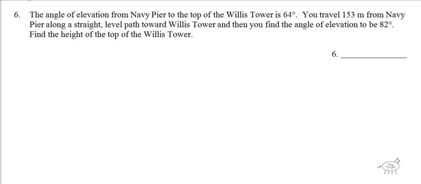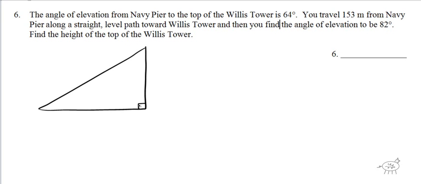All right, so it says the angle of elevation from Navy Pier to the top of Willis Tower is 64 degrees. Well, when you're drawing Willis Tower, you just need to draw a line here, okay? Don't do anything fancy. Just draw a nice vertical line. And by the way, it forms a right angle here. And this is 64 degrees. Okay, that's the angle of elevation, always from the horizontal line. You walk, or you travel 153 meters. So this distance right here is 153 meters.